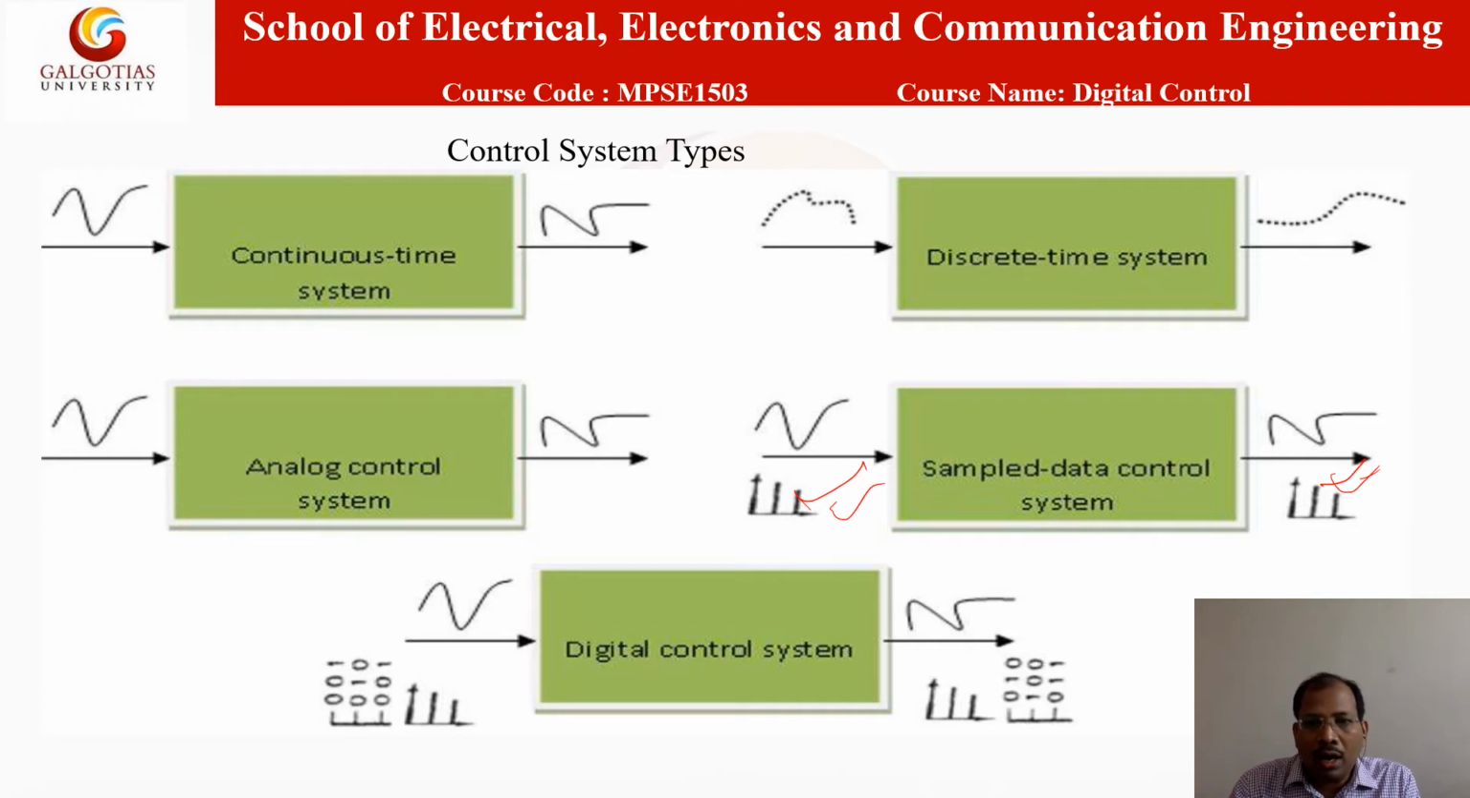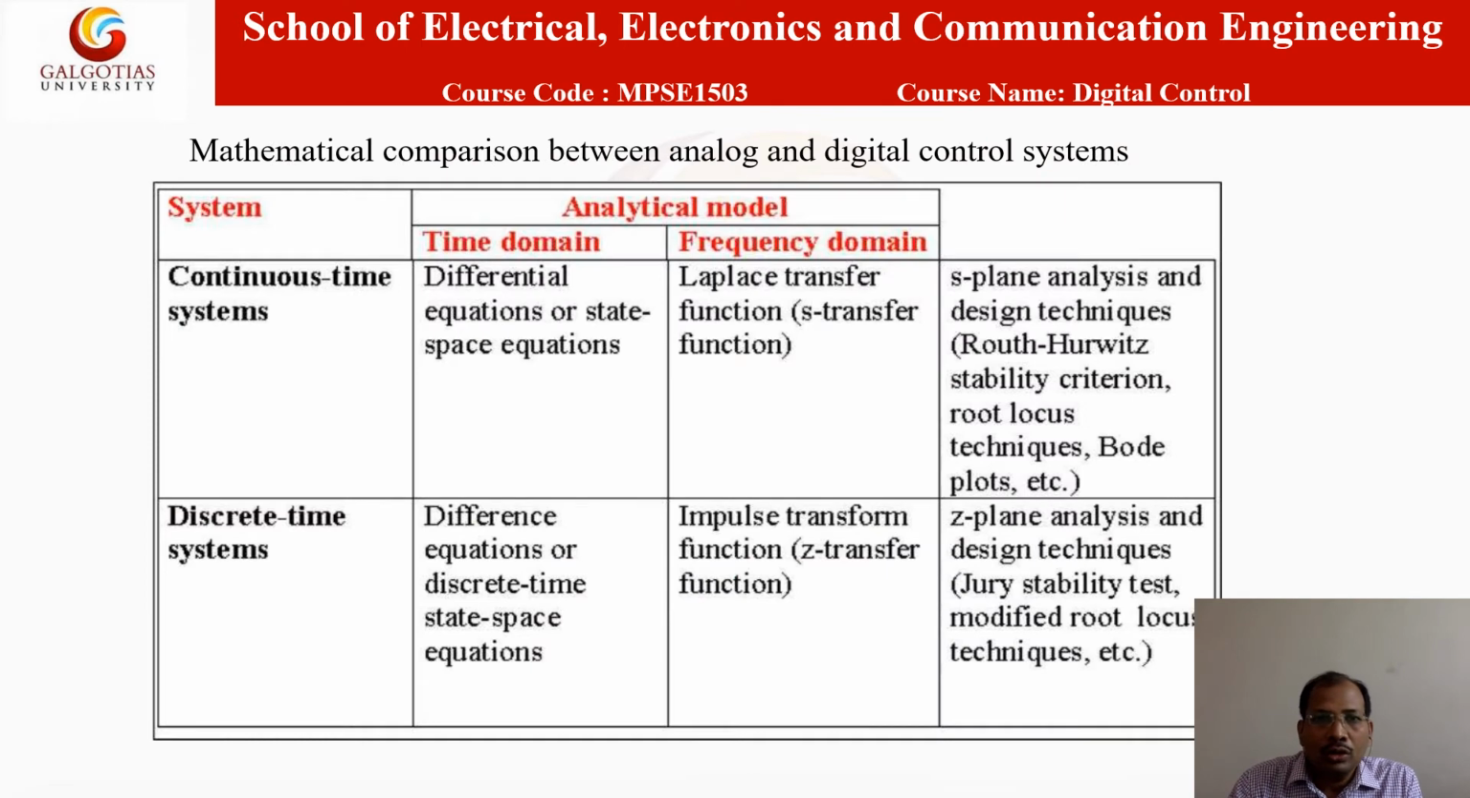If input and output are in the form of binary or sampled data, the corresponding binary and sampled data is given. This is the digital control system. So this is the mathematical comparison between analog and digital control systems.